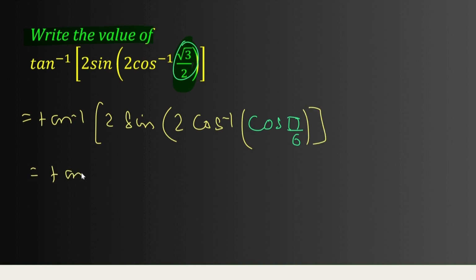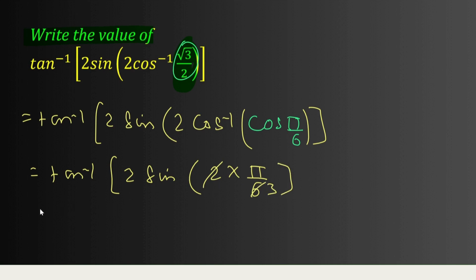Now this is tan inverse 2 times sine, and what is cos inverse of cos? Cos inverse of cos x is x for x belonging to 0 to pi, which holds for 2 in this case. So this will be 2 times pi by 6. So we can reduce this by 3 times. Now that results to give you what?